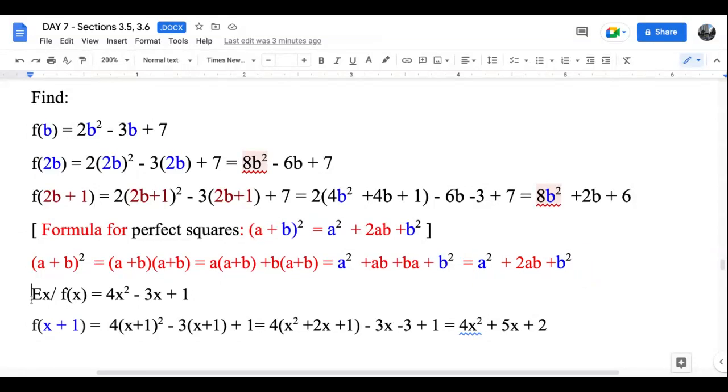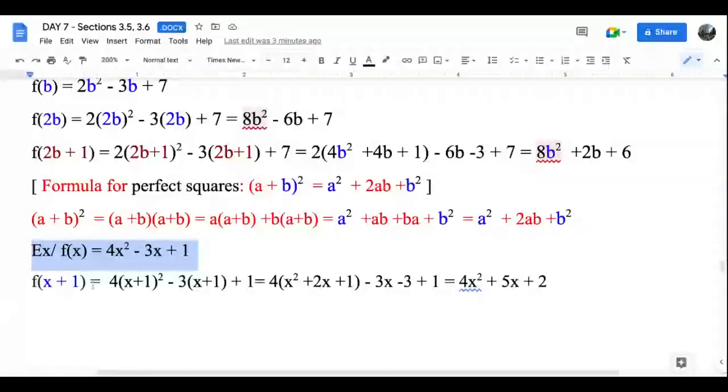Let's see this example. We have this quadratic function, upward parabola again, right? We want to evaluate f of x plus 1. Again, we just change x to be x plus 1, then simplify. In the end, you get 4x squared plus 5x plus 2, right? Another quadratic function.